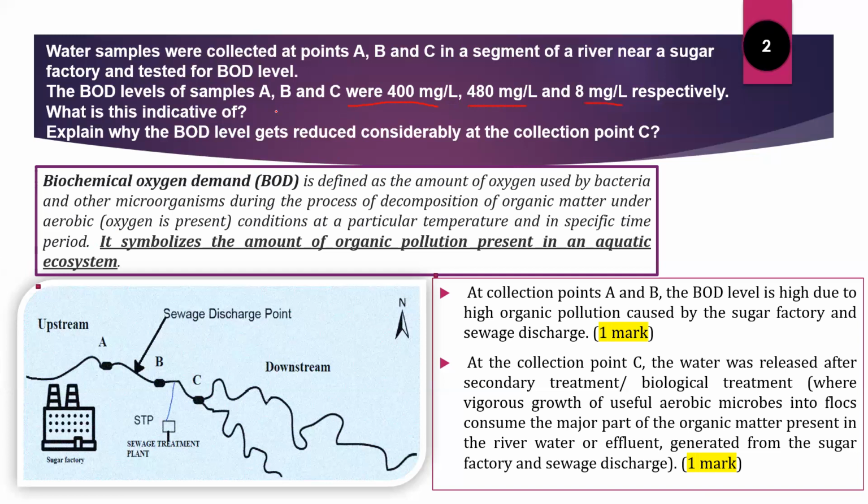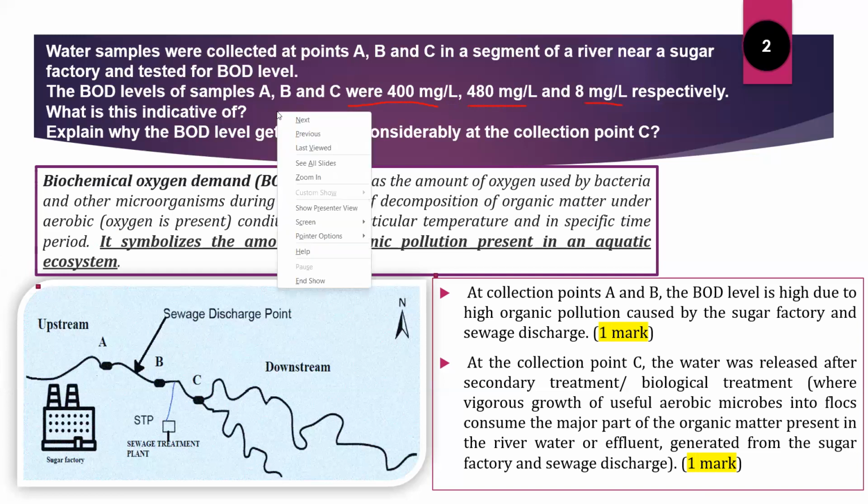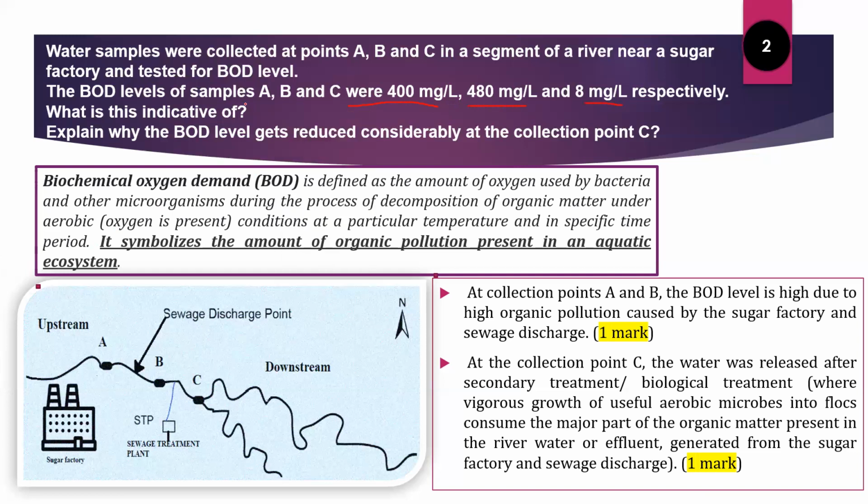What is this indicative of? So you see that samples A and B recorded very high BOD, while in sample C, the BOD level was quite low. Then we have to write what this indicates, okay? The second part of the question says, explain why the BOD level gets reduced considerably at the collection point C. So we have to explain this observation.